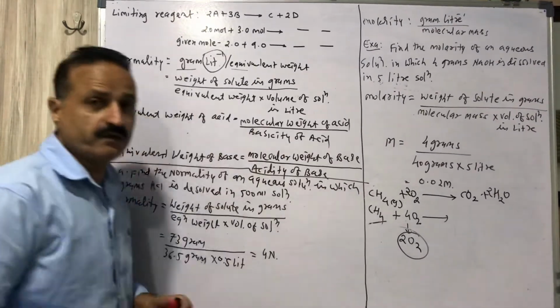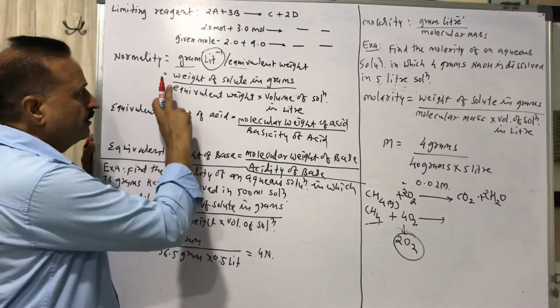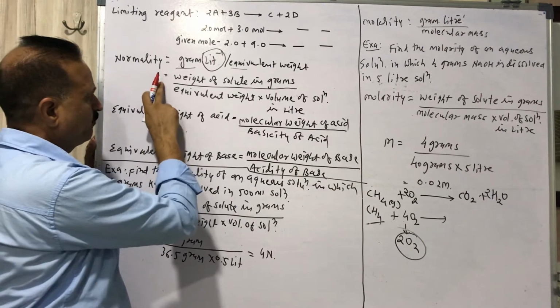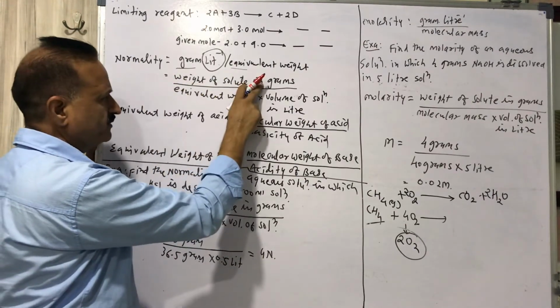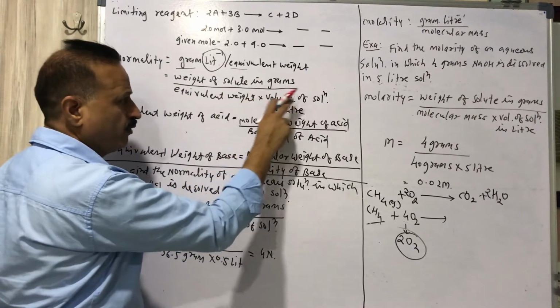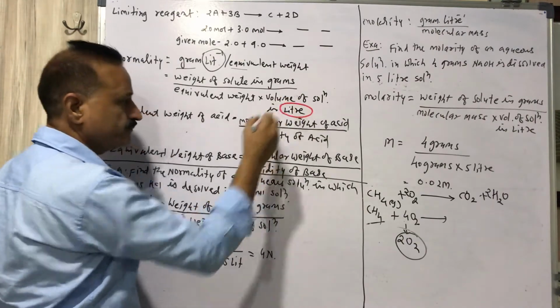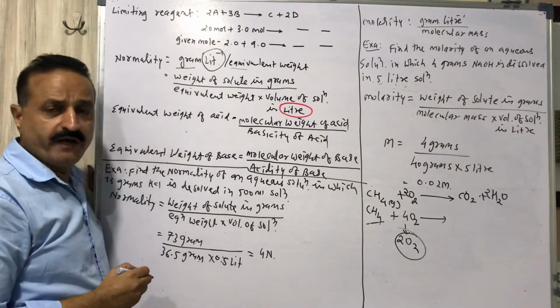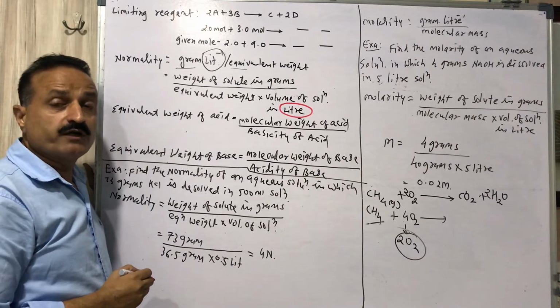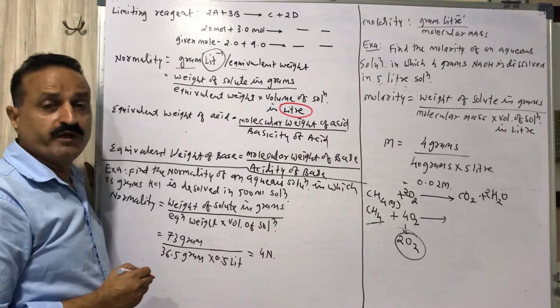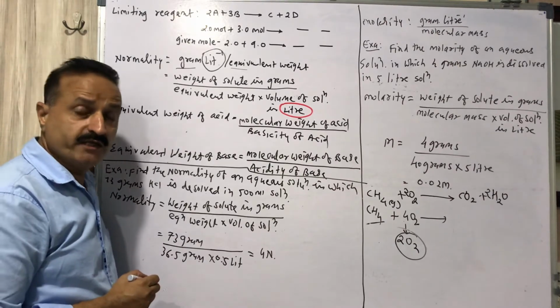I have written it over here. So the formula is: normality equals weight of solute in grams upon equivalent weight into volume of solution in liters. If you are given the volume of solution in ml, you must convert it into liters. If the formula is given in liters, we must use the unit liter when calculating any sum.